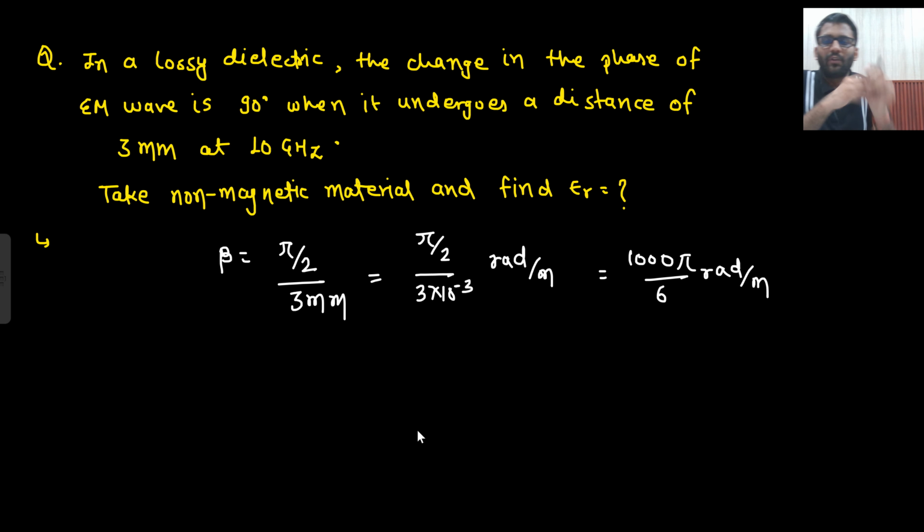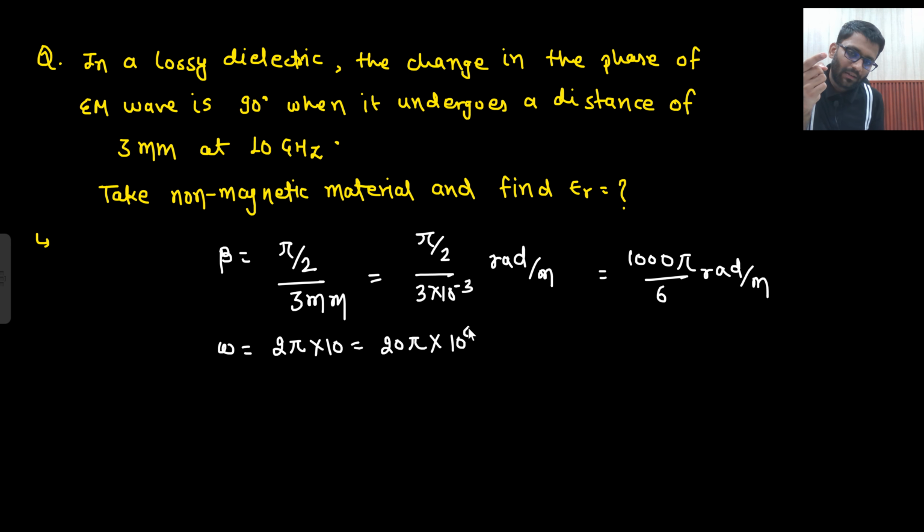And omega value also I am having. That is 10 gigahertz. So that is the value of frequency. So if I need to find the value of omega, that would be equal to 2 pi into 10. So 20 pi giga radian per sec, right? 20 pi giga radian per sec. Now I need to find the value of epsilon r. This seems pretty easy question. How would you find it?